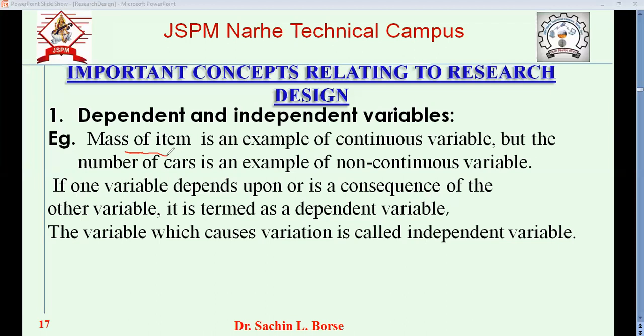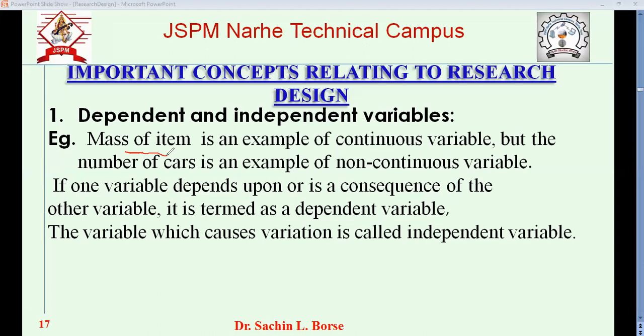Now we'll take the example of non-continuous. Here please understand, it is very important. Non-continuous, like the number of cars. Cars can be 1, 2, 3. It can be one, it cannot be 1.5 or 1.7. So the number of cars can be either 1 or 2 or 3.